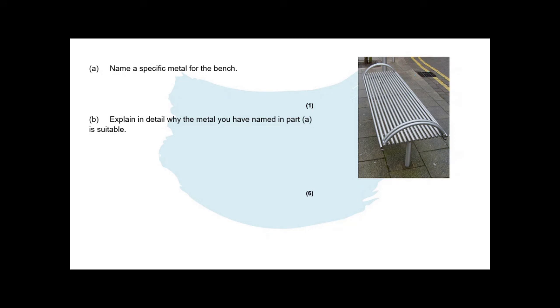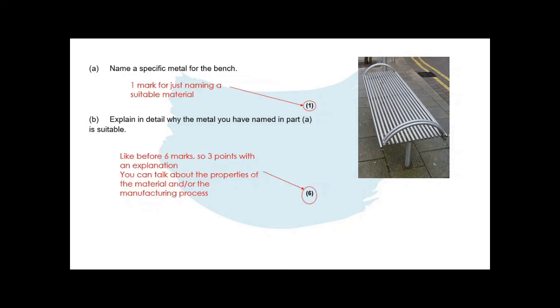Next question, so name a specific metal for the bench and then explain in detail why the metal you have named in part A is suitable. So remember, as I said before we went through these questions, you're going to have to mix or join more than one theory together. So far all the questions have asked you the metal, which just covers the metals topic, but then they've asked you to talk about the processes that go with it as well. So we really are combining two topics together. So the first question, name a specific metal for the bench, that's 1 mark, dead simple. That is just name a suitable material and no explanation needed.